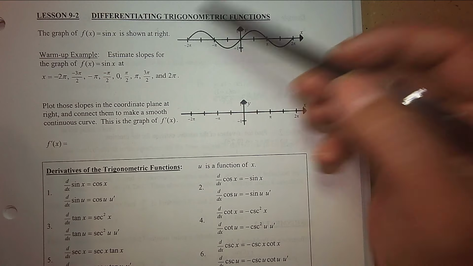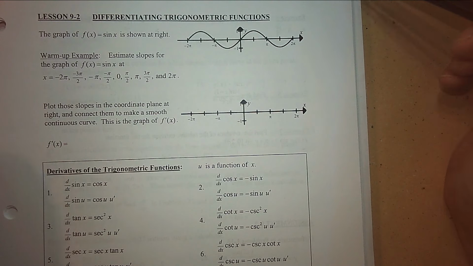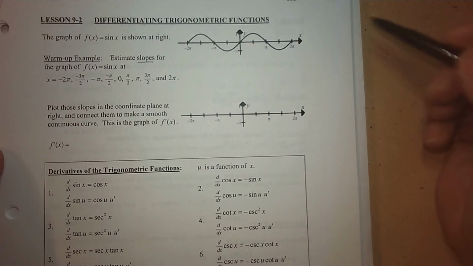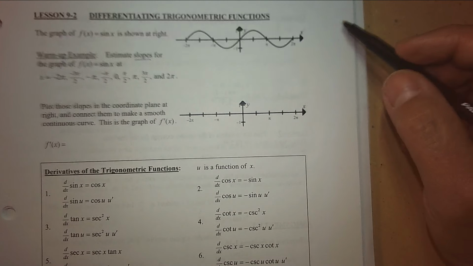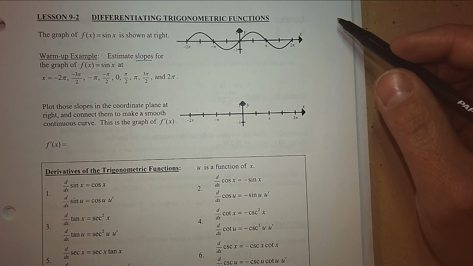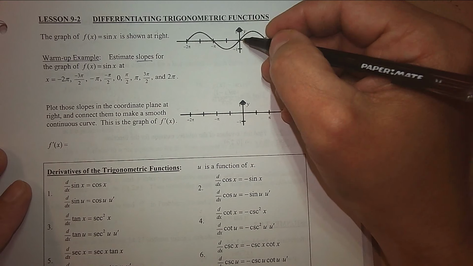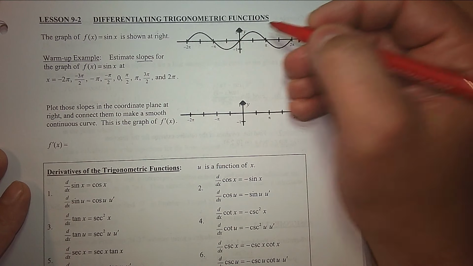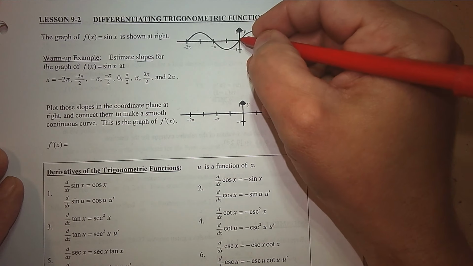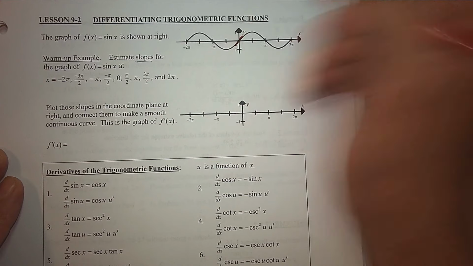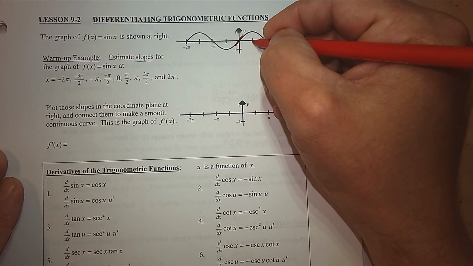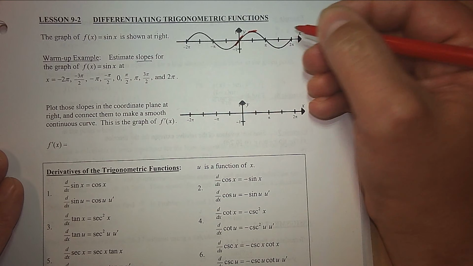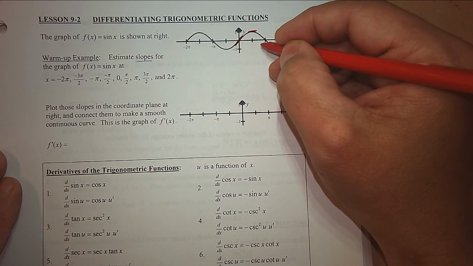So, the graph of sine x is shown at the right, and it says estimate the slopes. That means slope means what in calculus? The derivative. So, for instance, at 0, what would you think the slope is at 0? Positive or negative? And you would think it's close to positive 1, right? If I go at pi over 2, what do you think the slope is? If I go at pi, I'm just going to go the key points for the slopes.